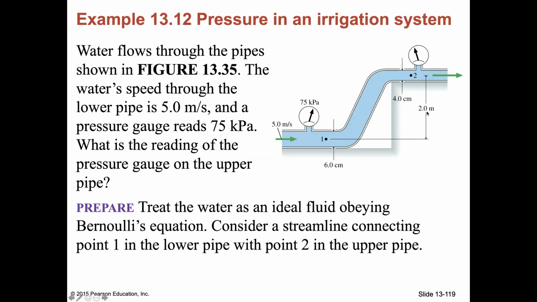So in the whole equation, we have only two unknowns, which are the pressure and the velocity here. If we know the velocity here, then we can solve the equation to get the pressure. So how do we calculate the velocity?